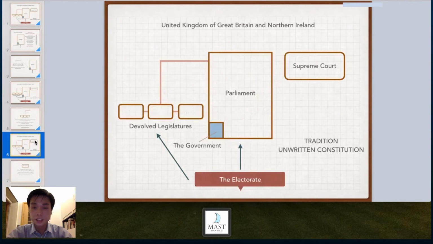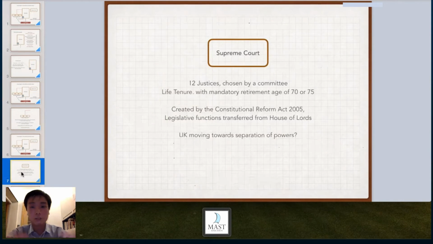So that's devolved legislatures, and that's kind of a move away from the main UK system, but it's still largely the same. And lastly, we have the Supreme Court, which is sort of an outlier because it's separate from Parliament. It consists of 12 justices chosen by a committee. They have life tenure, but they have a mandatory retirement age. So you won't see justices who are 80 or 90 like in the US. They were created by something called the Constitutional Reform Act in 2005. What this act did was transfer all the functions of the Supreme Court away from the House of Lords and into the court itself.